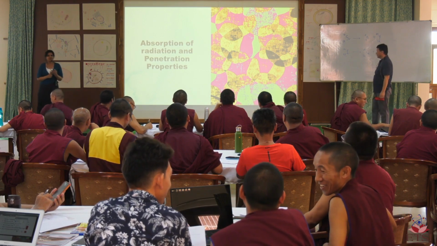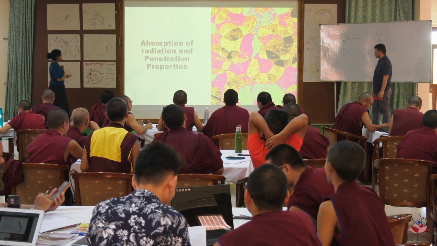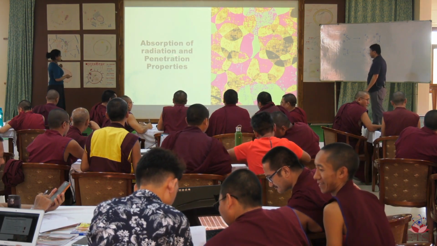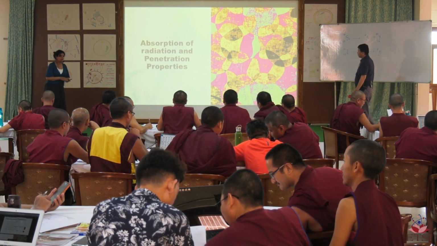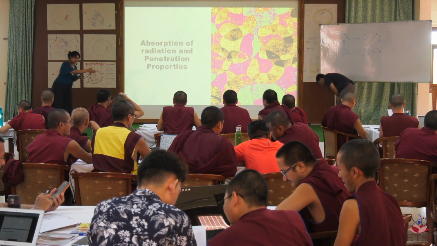So now you know what is alpha, beta, and gamma decay. Now we will go into more depth on absorption of radiation and penetration properties, because these have some energy, they travel. How much can they travel, these particles, right?